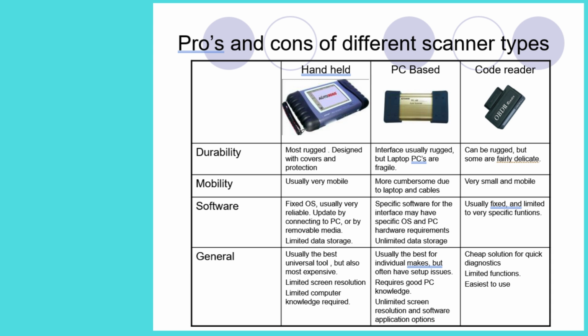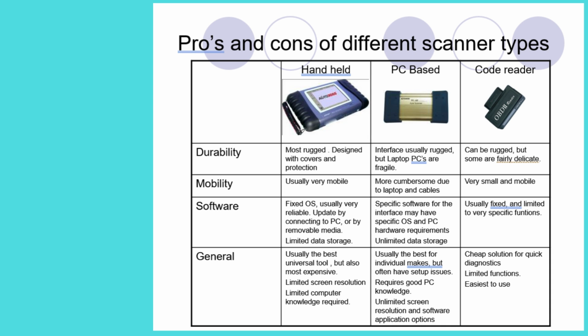The pros and cons of different scanner types. In terms of durability, the handheld is most rugged, designed with covers and protection. The PC-based interface is usually rugged, but the laptop PCs are quite fragile. The code reader can be rugged, but some are fairly delicate. In terms of mobility, the handheld is usually very mobile. PC-based is more cumbersome due to the laptop and cables that must be carried around with it. The code reader is usually very small and mobile.